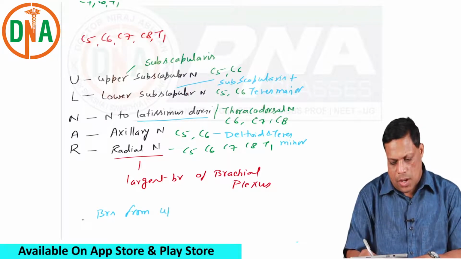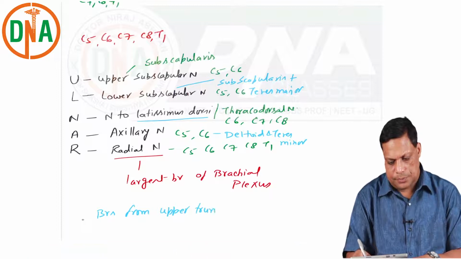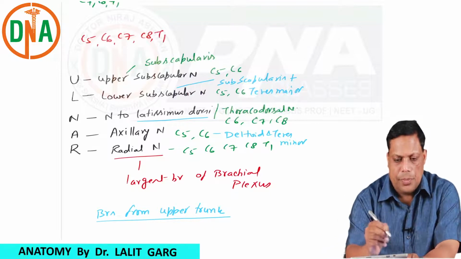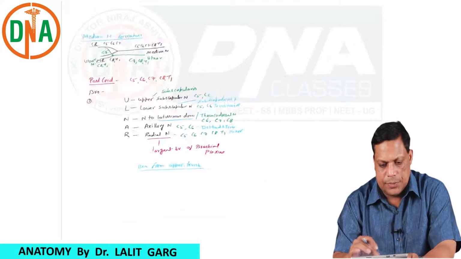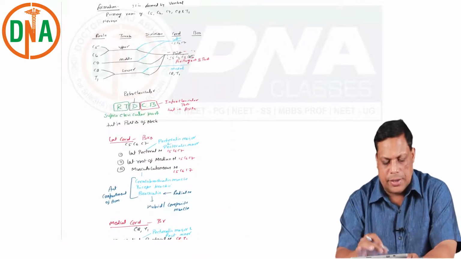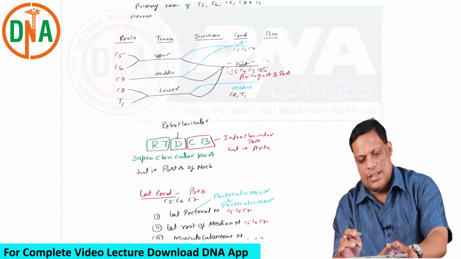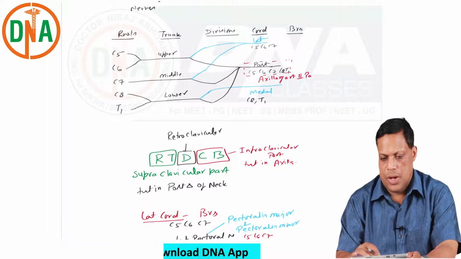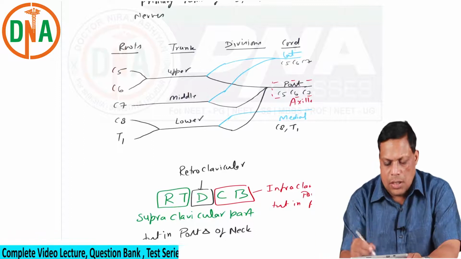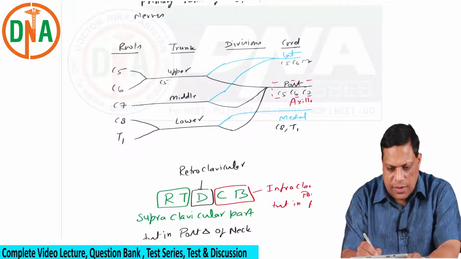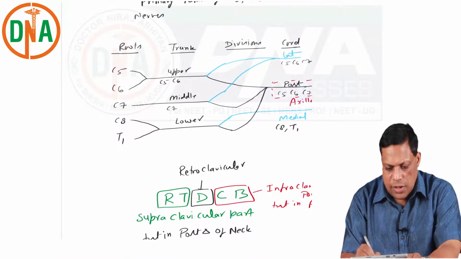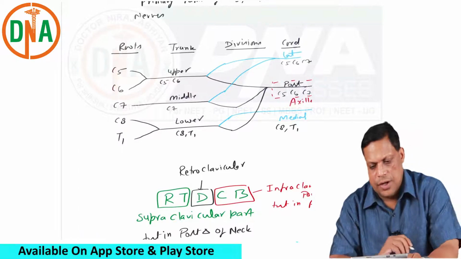Branches from upper trunk. As we have seen, this brachial plexus has three trunks: upper trunk, middle trunk and the lower trunk. So branches arise only from the upper trunk. First see this upper trunk. What is the root value of the upper trunk? The root value of upper trunk is C5, C6. The root value of the middle trunk is C7. The root value of the lower trunk is C8 and T1.